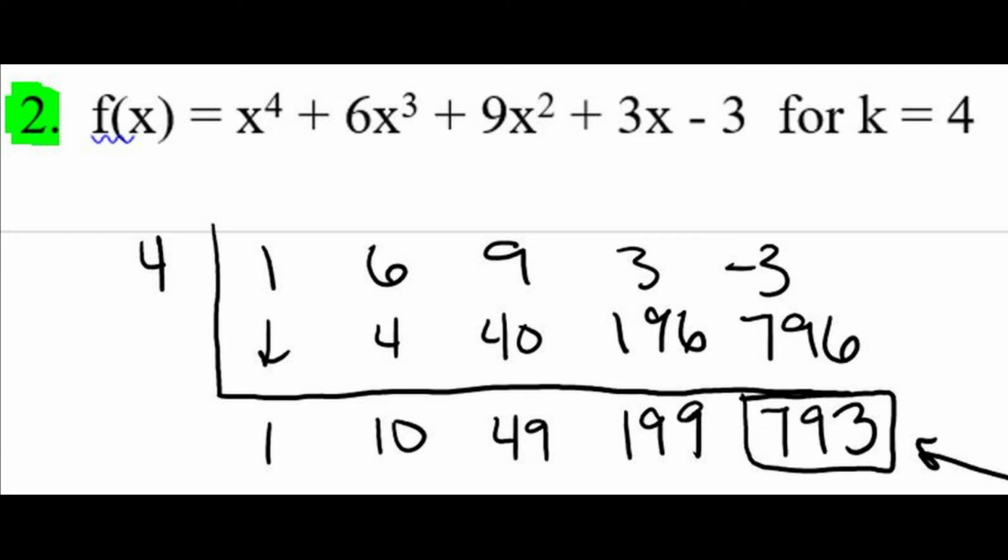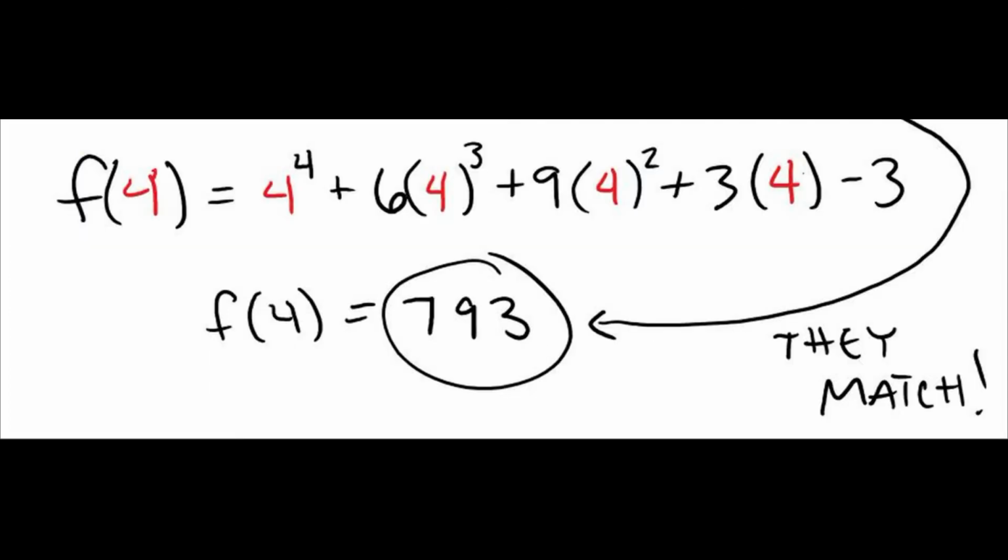Okay, so then for the remainder theorem, we have to do f of k. So basically, I take the 4 and I plug it in for all of the x's on that function. If you plug those in, and I used a calculator to do all of this because you get some pretty big numbers, this works out to be 793 as well, and they match, and therefore the remainder theorem works. So that's all you got to do for number 2.